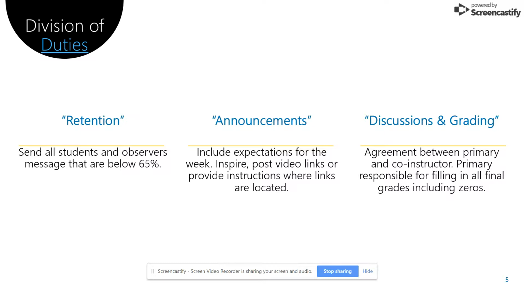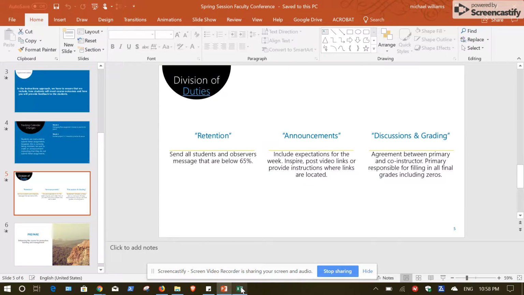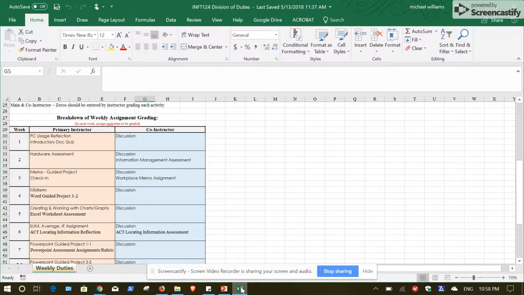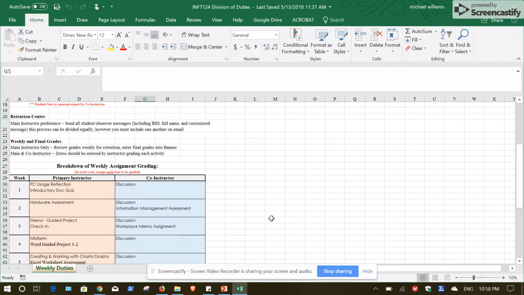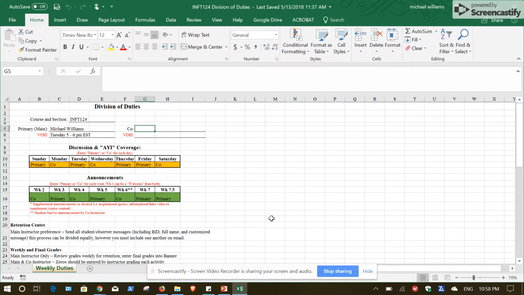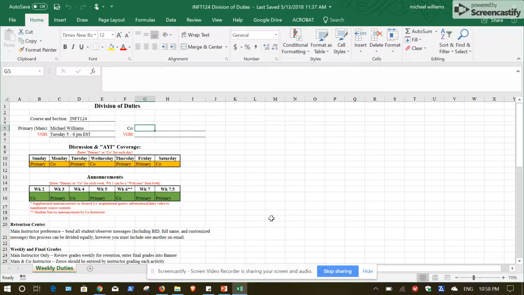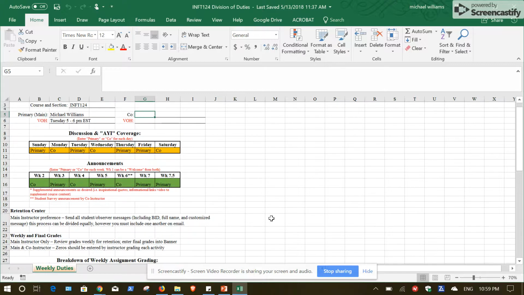Discussion and grading. With discussion and grading, we are basically going to be using the template that we have created. I think we should be uniform with our division of duty template to keep all questions or any concerns, so we can all be on the same page with that. As you can see here, we have discussions and ask your instructor coverage. You can divide that up however you want. And you have announcements coverage.